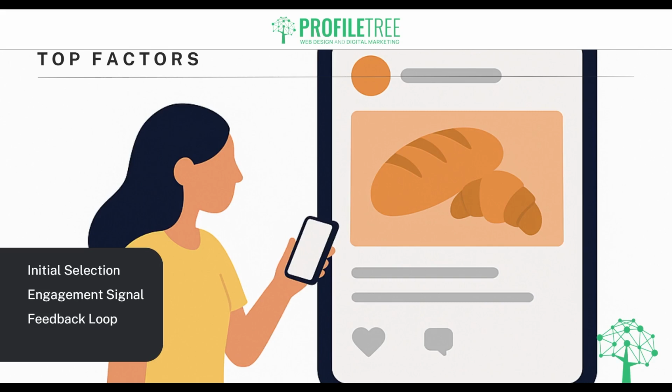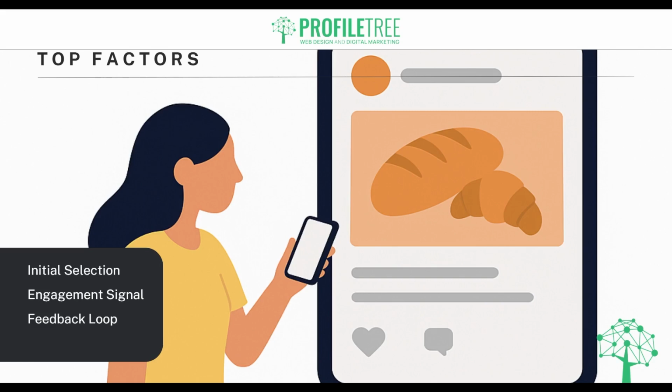Then, of course, what happens next is that you have your engagement signal. So with the engagement signal, as your post gathers engagement, the algorithm tracks how well it's performing. The more interactions, comments, shares, and likes, the more the post gets boosted.